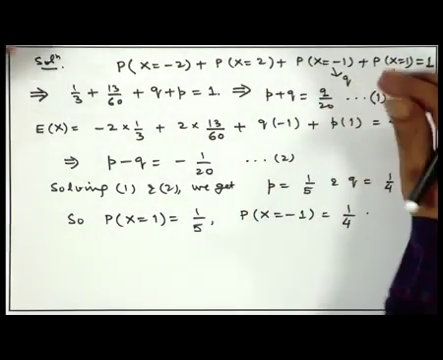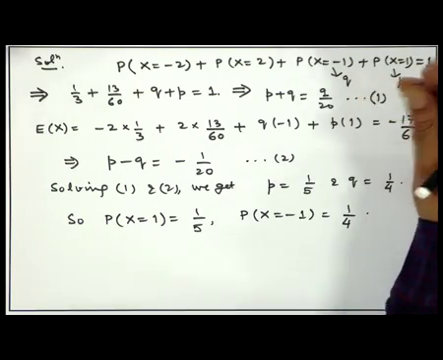So, ultimately what we are checking in all these problems is that it should be a proper probability distribution. That means the probabilities lie between 0 and 1 and the sum of the probabilities is equal to 1. And in case we are required to calculate expectation or the variance, then we apply the relevant formula for that. A similar problem is the next problem.